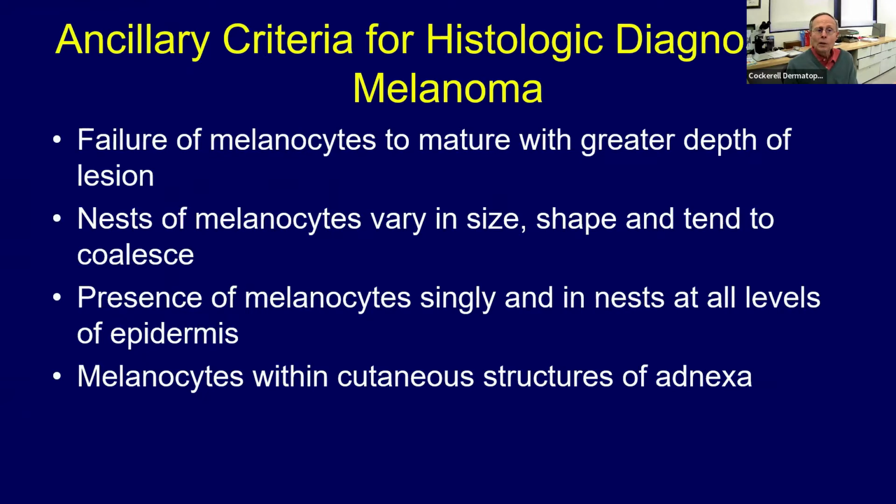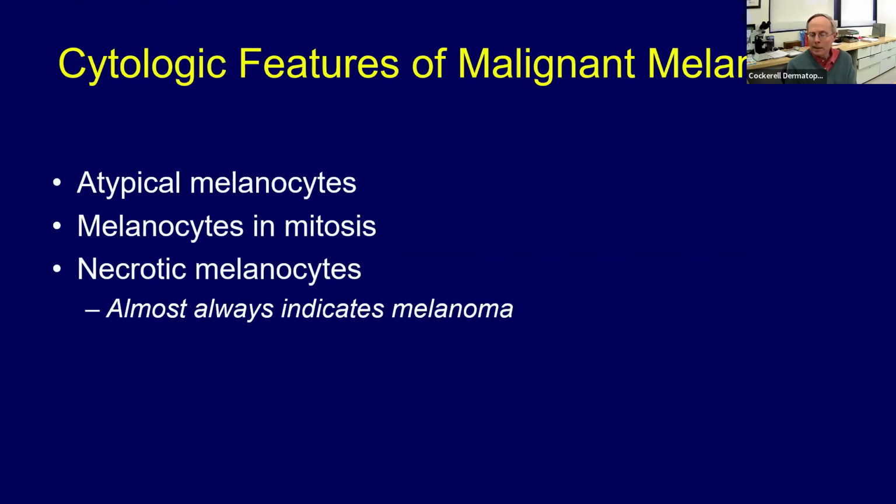In other criteria, we look for failure of melanocytes to mature. They don't get smaller with progressive depth. We look for variability in the size and shape of the nests, presence of melanocytes at all levels of the epidermis, and involvement of epithelial structures. And then, of course, there are ancillary cytologic features: atypical mitoses, atypical melanocytes, and necrosis.